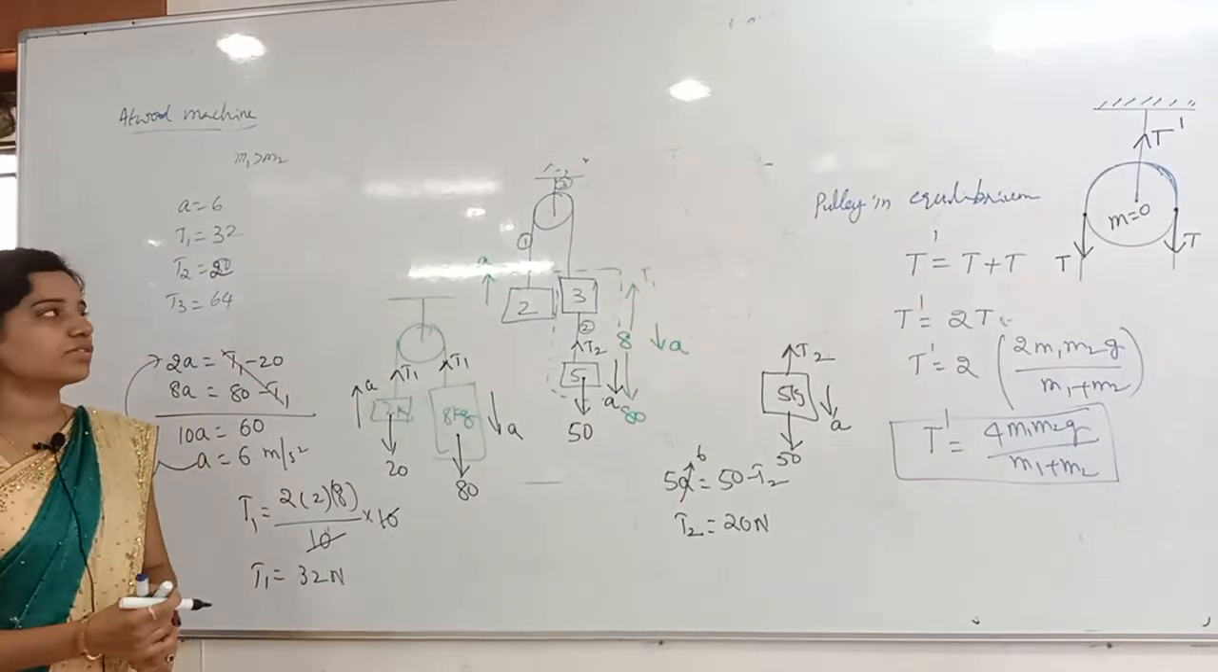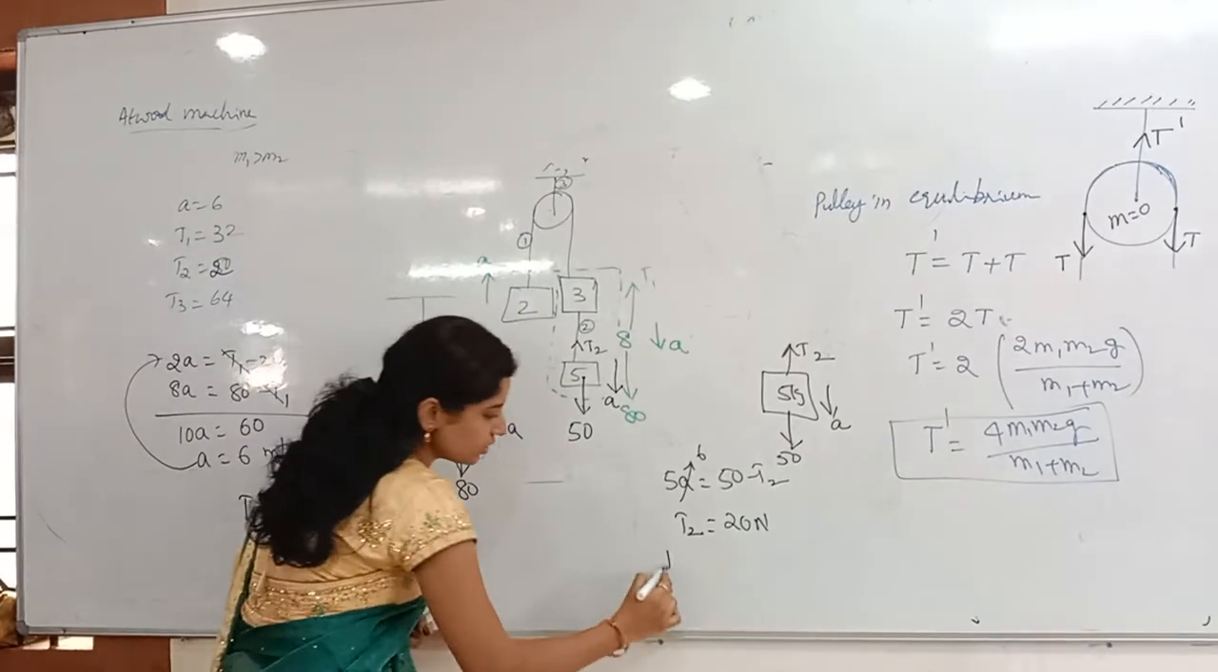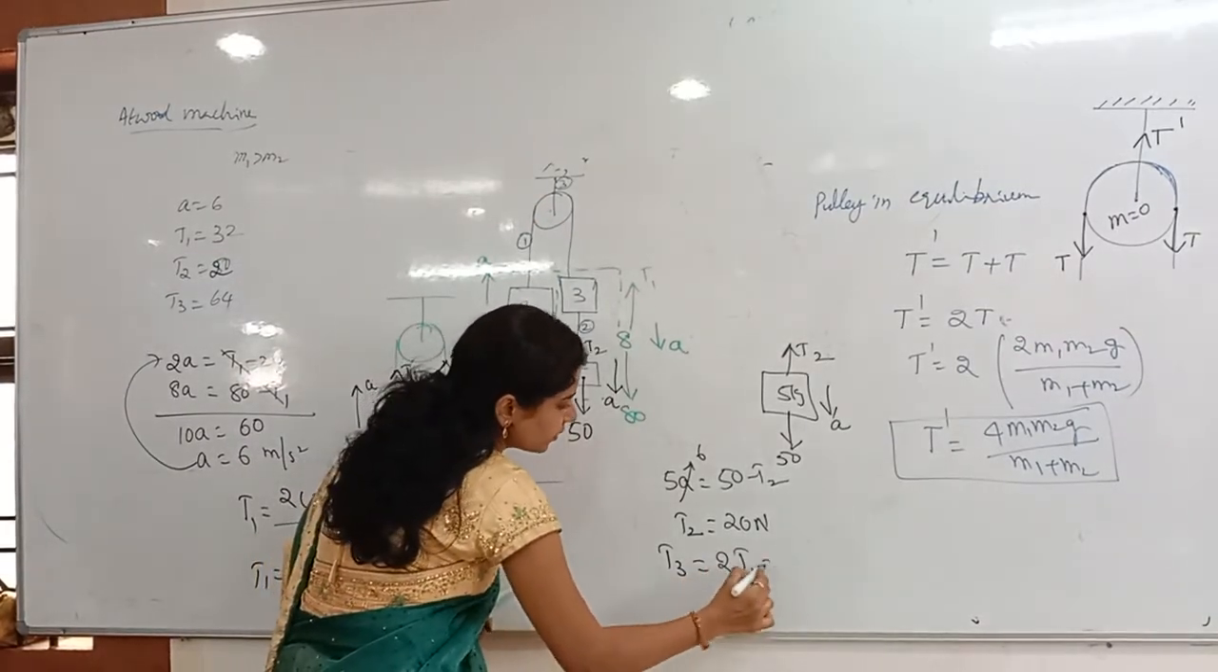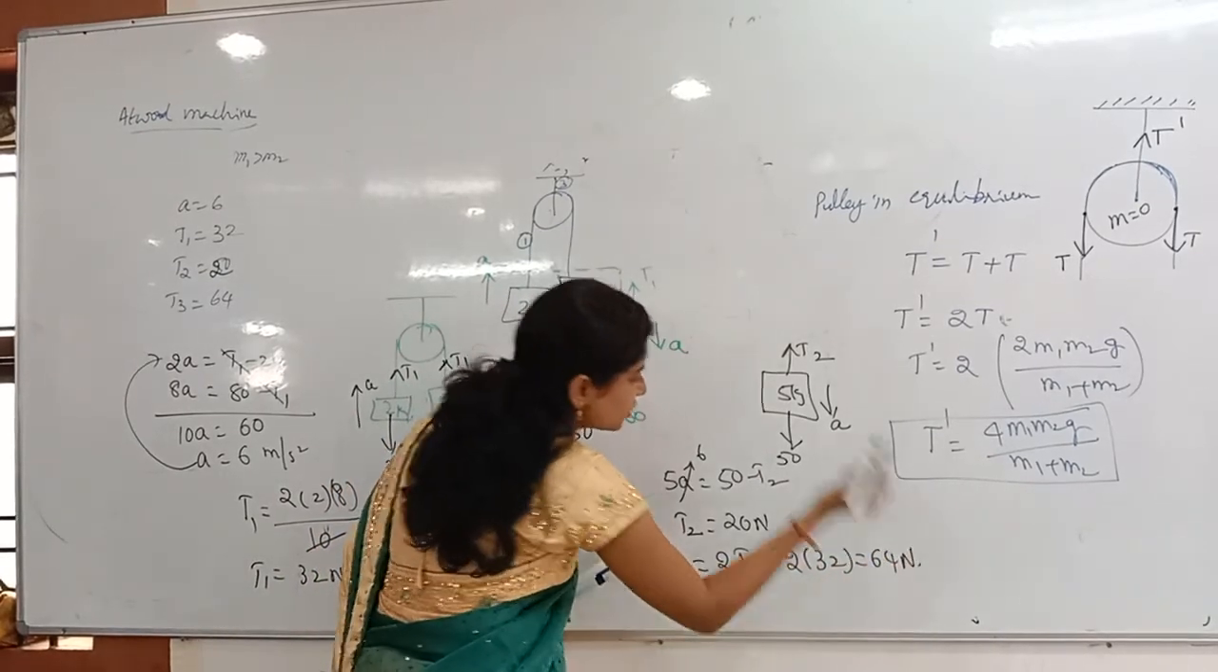Then T3 is equals to, what is the T3? 2 times T1. That's it. So T3 is equals to 2 T1. So 2 into T1 is nothing but how much? 32. So the total will be how much? 64 newtons.